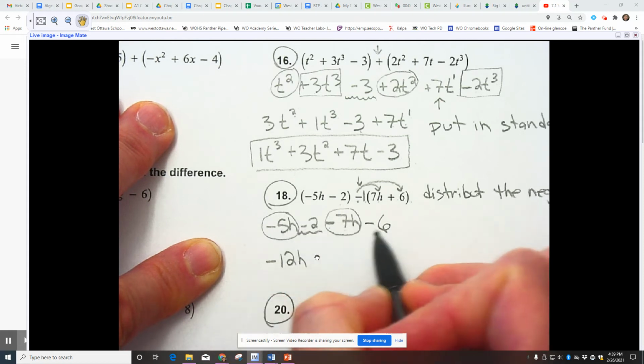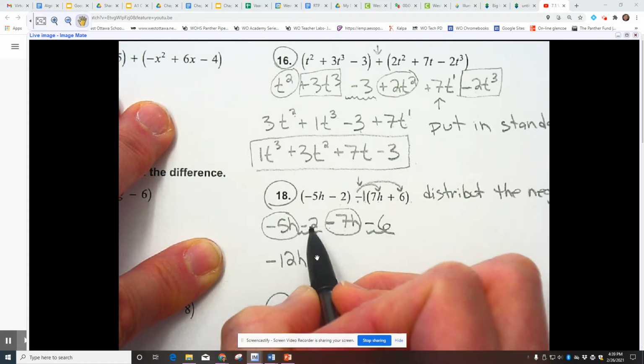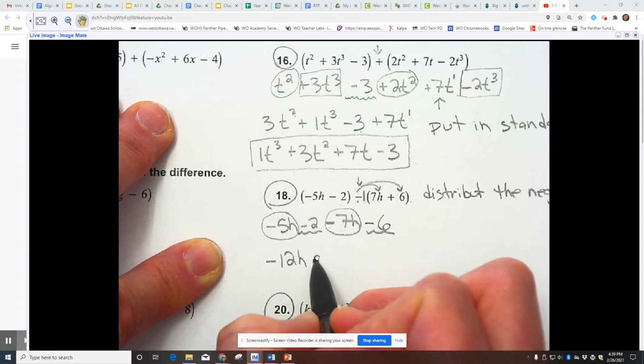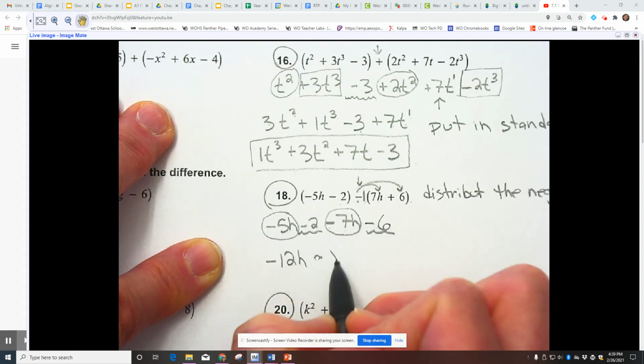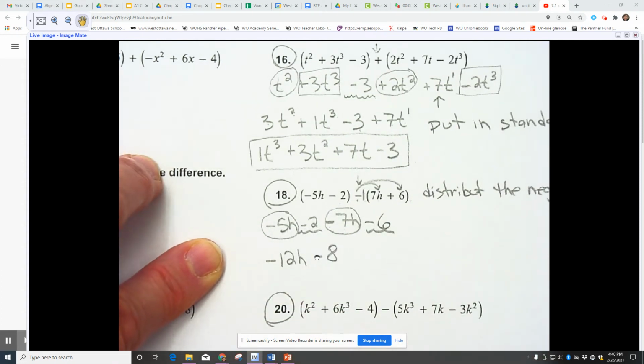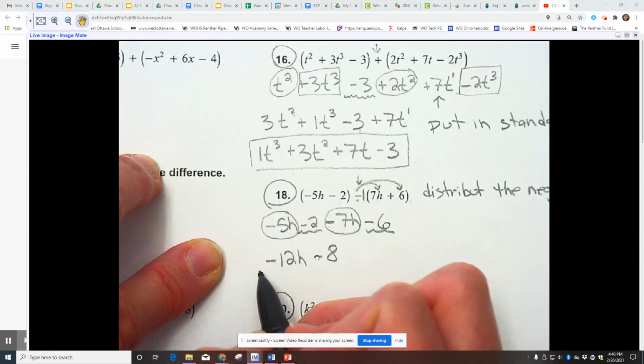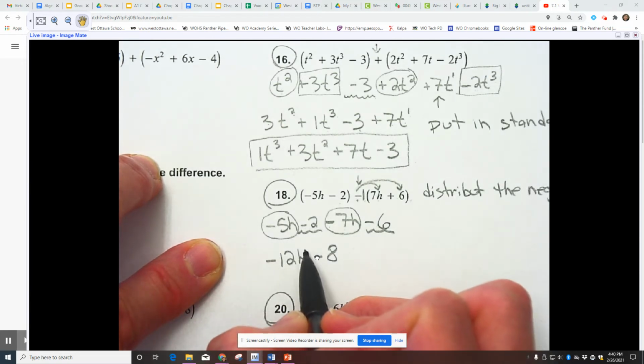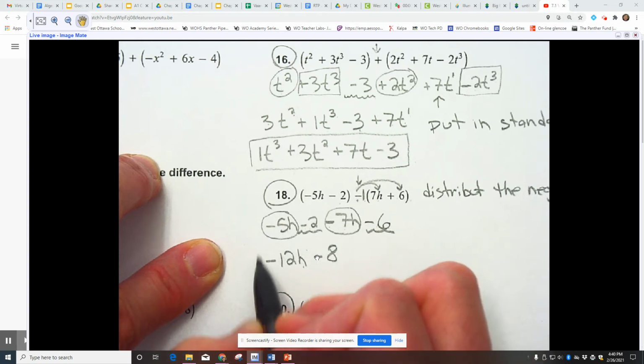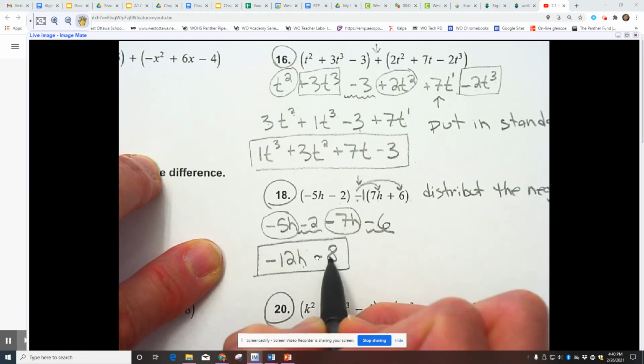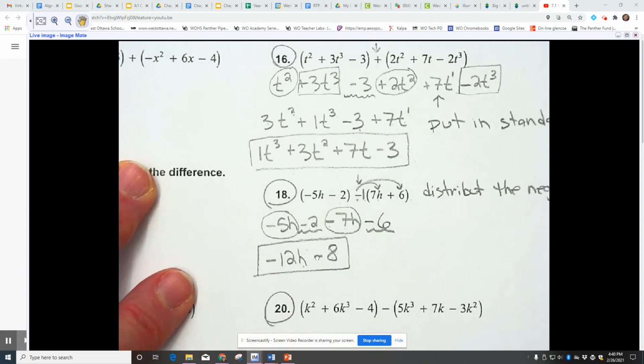And I have a constant and a constant. Again, negative plus a negative is a bigger negative. 2 plus 6 is 8. So negative 12h minus 8. That's already in standard form because my variable with a power of 1 is first and my constant is second.